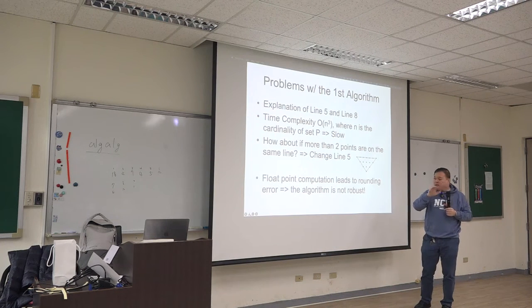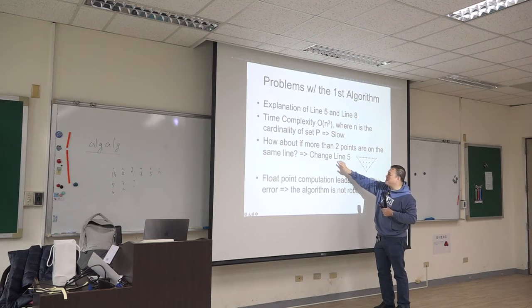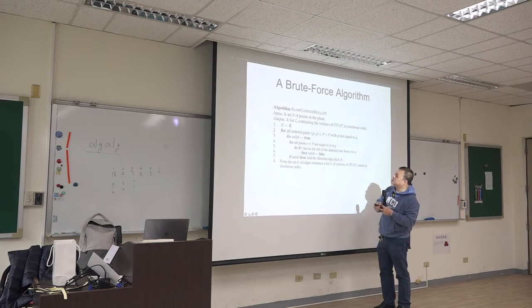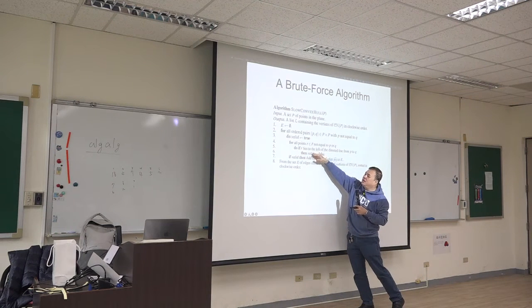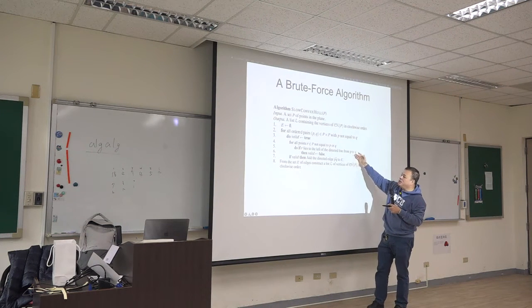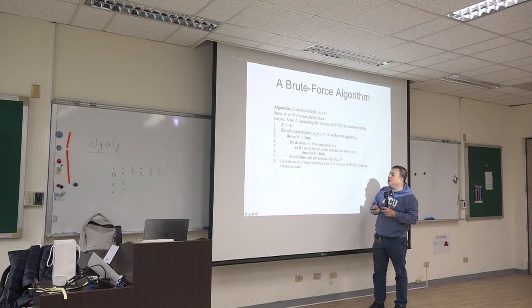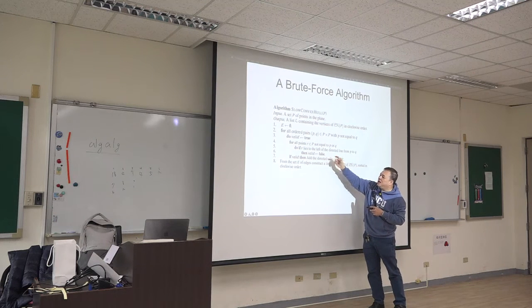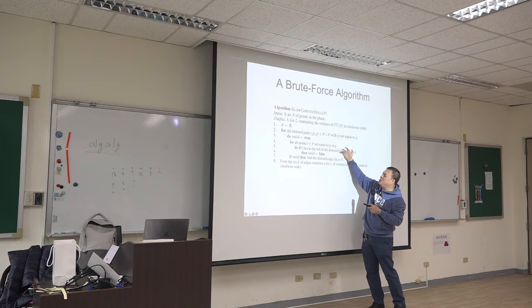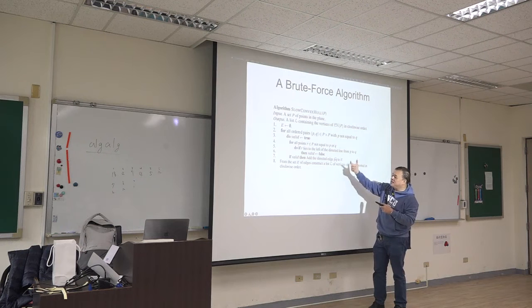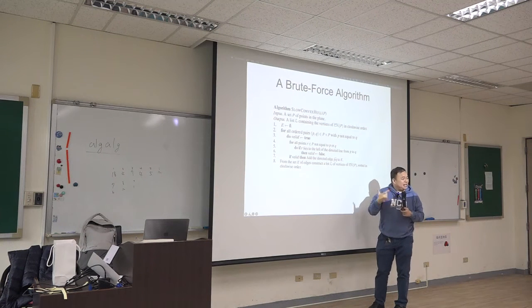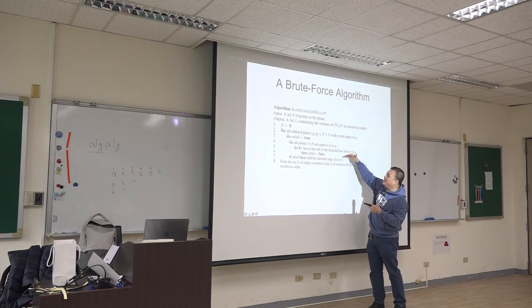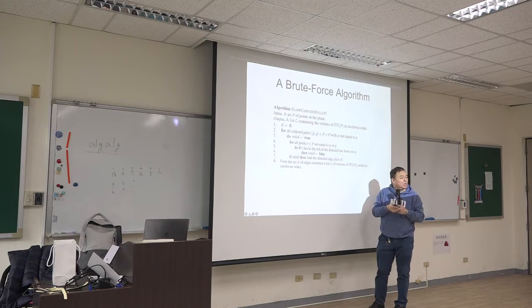We need to do some changes. For example, we can change line five here. Line five is a condition: if r lies to the left of the directed line, we get rid of that. So now not only do we need to check if any point lies to the left of the directed line, or this segment is contained by another segment, it's inside of another segment, then we will have to get rid of the PQ.